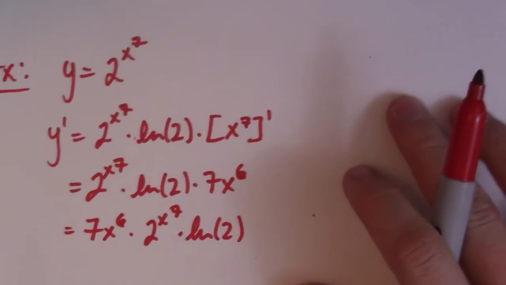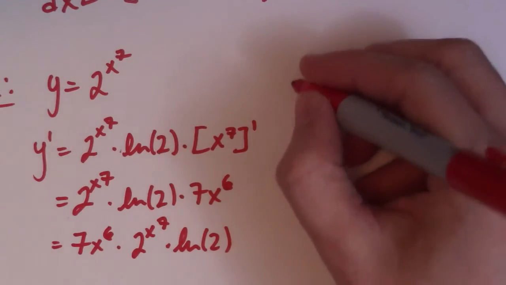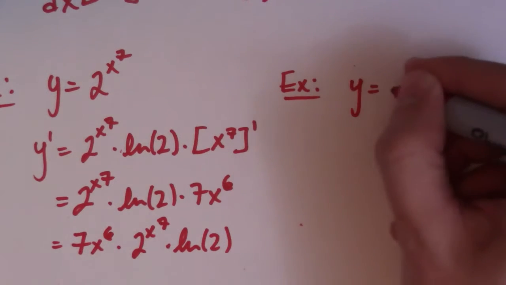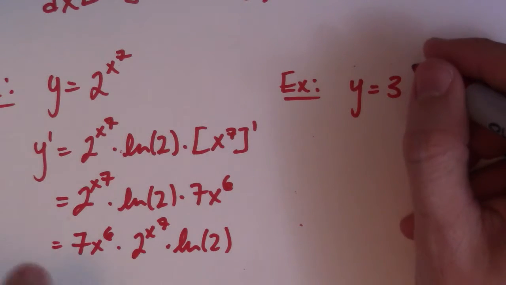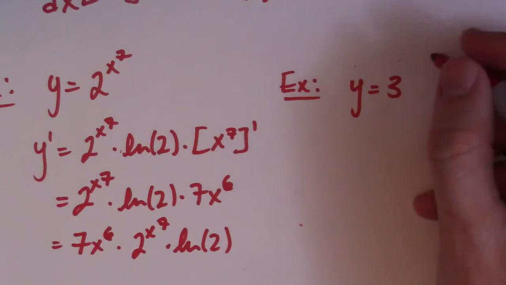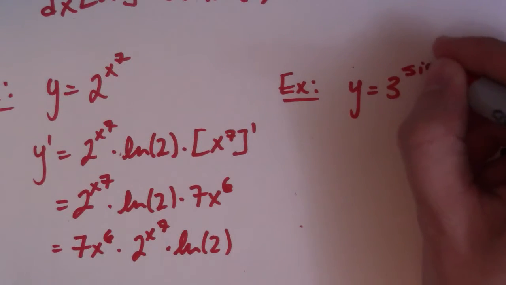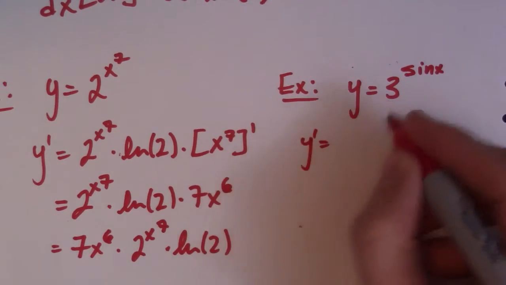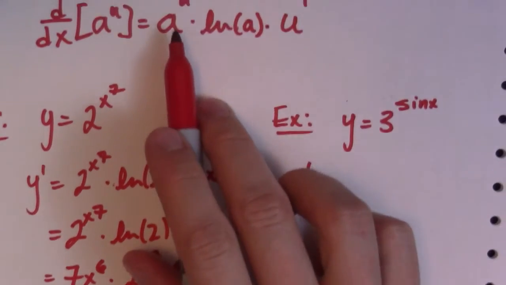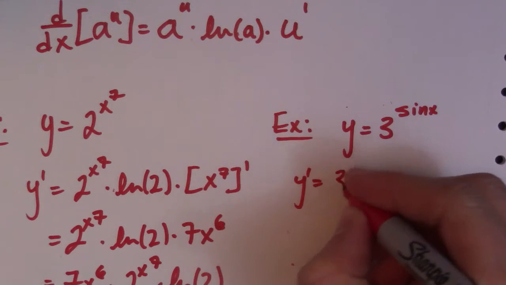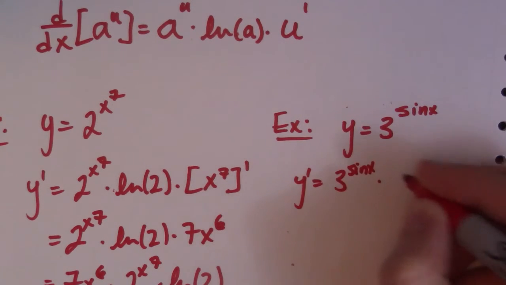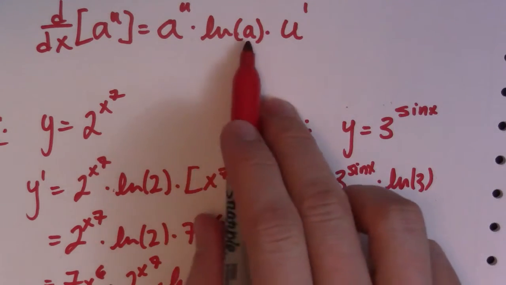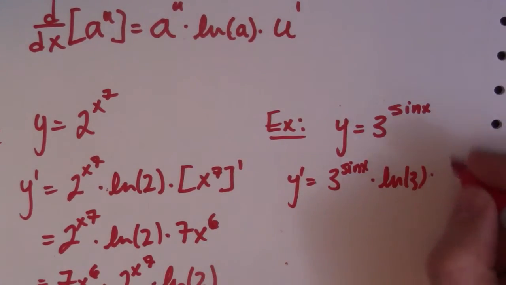Let's do one where we have trig, because a lot of times these things involve trig. So let's go 3 to the sine of x. So again, this is a chain rule example. So the first thing I do is I use my a to the u, so it's 3 to the sine x times ln of 3. So that's the part people always forget, that part. Ln of 3 times the derivative of sine of x.